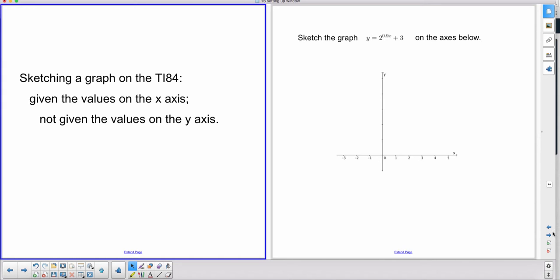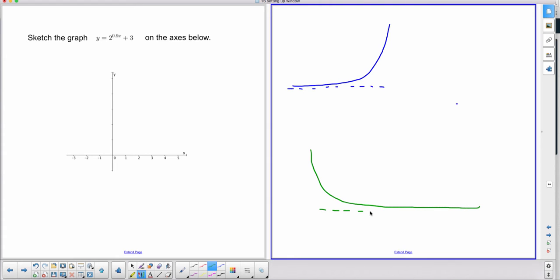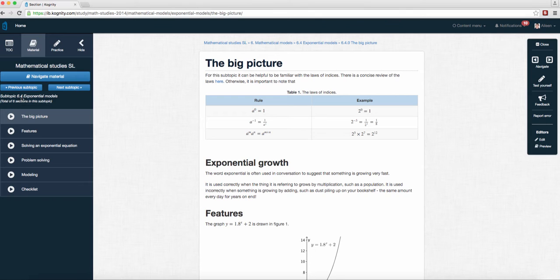Now it's helpful to know what the shape of your graph is going to be whenever you begin drawing a graph. You might recognize that this is an exponential graph, which means it will take on the shape of an increasing exponential graph with the horizontal asymptote reaching to negative infinity, or a decreasing exponential graph, with the horizontal asymptote reaching to positive infinity. We'll learn about the shapes of these graphs in subtopic 6.4, about exponential models, and you can find out about their features there. But for right now, let's draw the graph on the calculator.